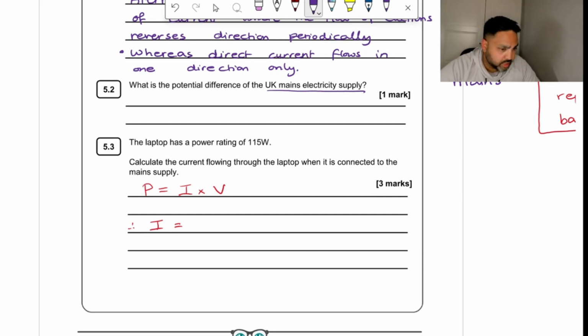Someone tell me in the chat quickly. 230. Well done, Callum. Well done, Raikindis. 230 volts. Who was listening?